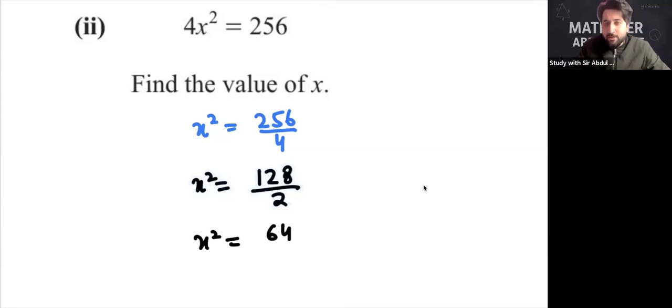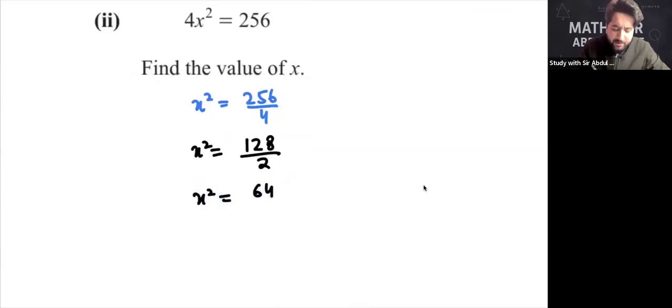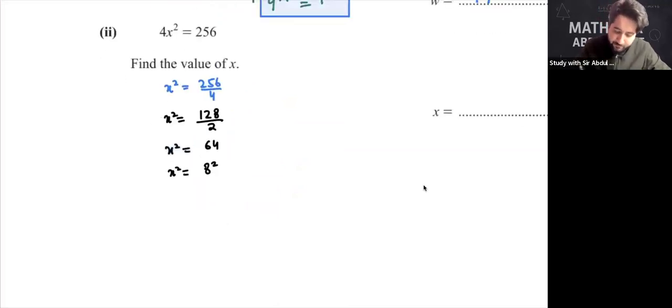Now let me take a square root on both sides. Okay, I can take one more thing here. I know that 64 can be written as 8 square. Yes or no? The way I told you that if the powers are equal, the bases will be the same, and if the bases are the same, the powers will be equal. Now that's very much obvious. So it means that x is equal to 8. Yep. So x is equal to 8.